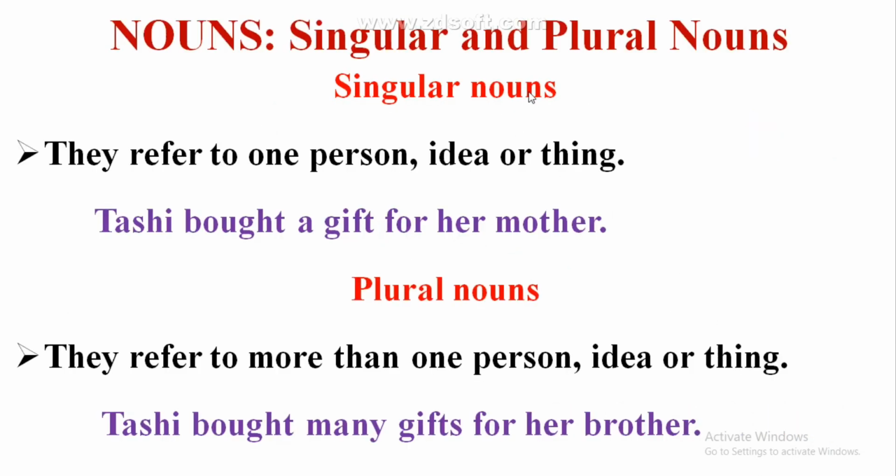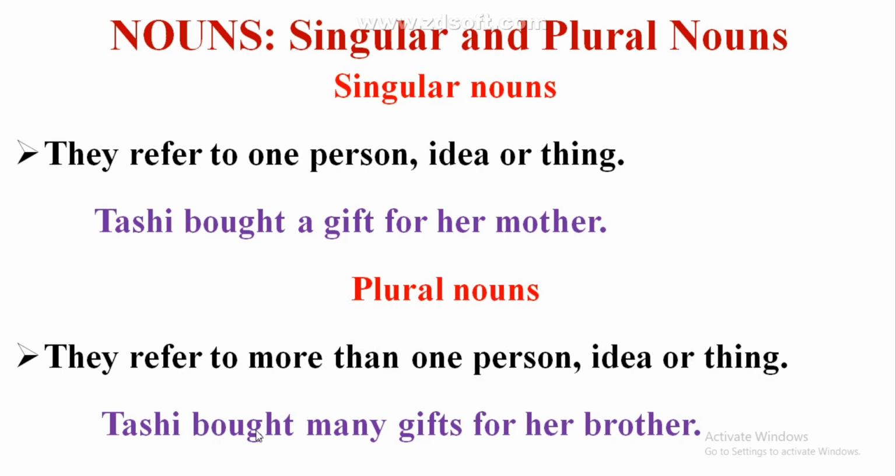Singular nouns are the nouns that refer to one person, idea or thing. Example, Tashi bought a gift for her mother. Here the word a gift represents one thing. So this is a singular noun, whereas plural nouns refer to more than one person, idea or thing.